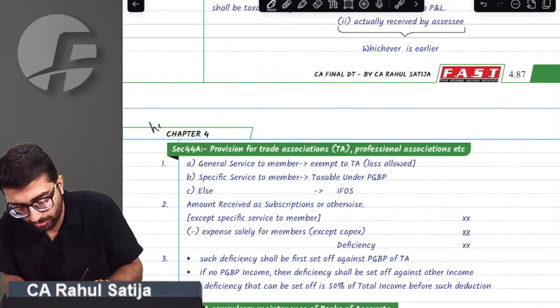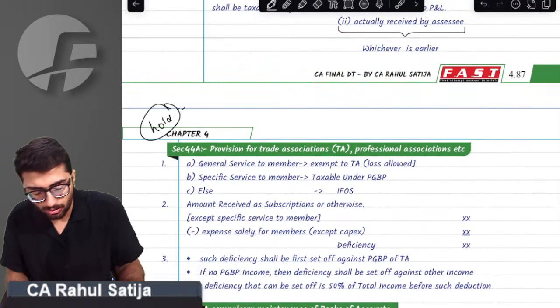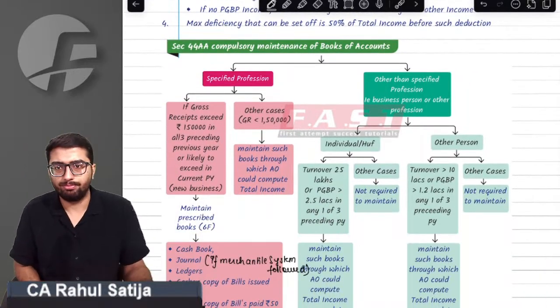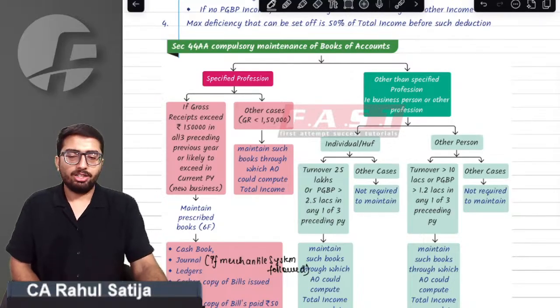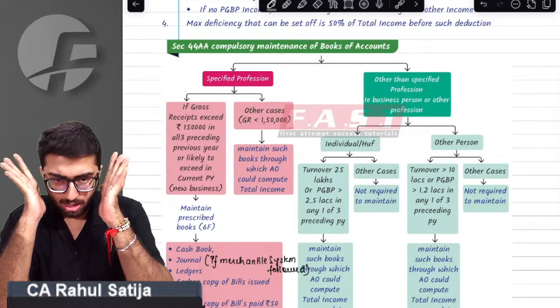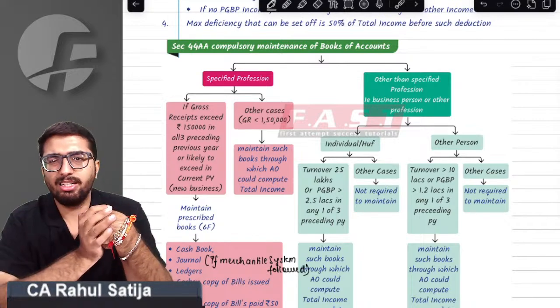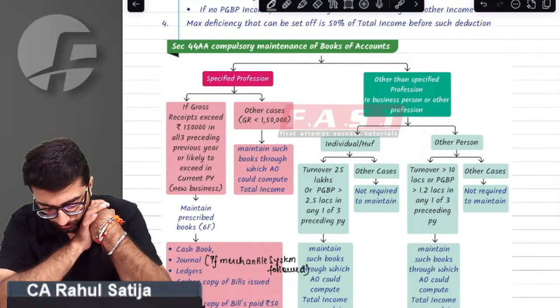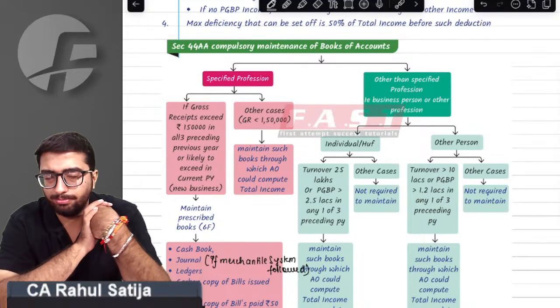I want you all to hold this point for some time. Section number 44AA, what it says? Section 44AA is not much relevant from your examination point of view because this is something we had studied in Inter and that too not with too much religiousness. So this is comparatively less important.